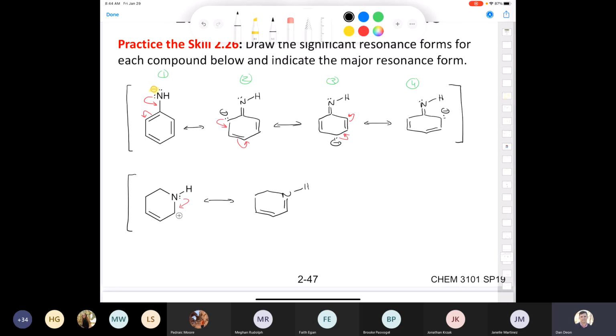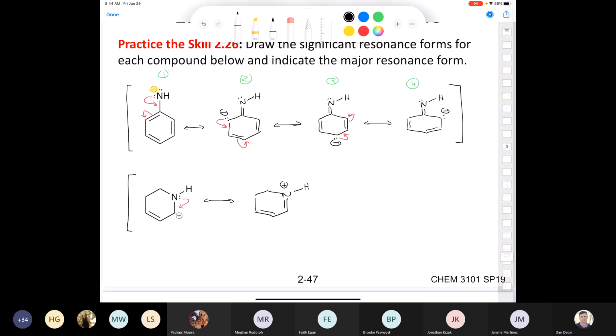So here's the question I wanted to ask. Could anybody tell me where the positive charge is now? And it's not a trick. Mr. Dion is not into tricks. Is it on the nitrogen? Absolutely. That's where it is. Yes. I heard both of you say that. And yes, you're both correct, that is where it is.